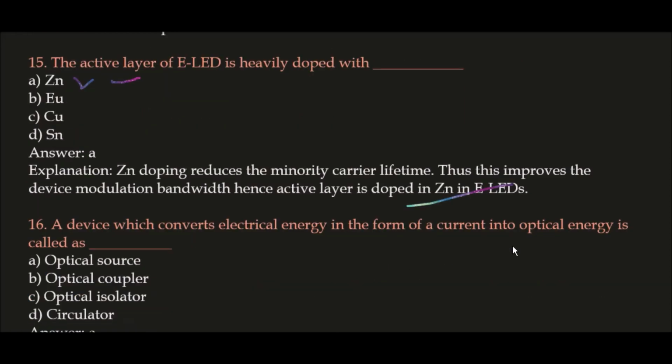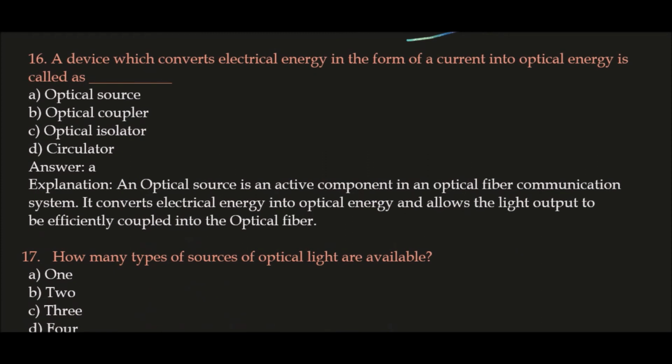Okay. Next question. A device which converts electrical energy in the form of a current into optical energy is called as, correct answer is option A, optical source. Okay. An optical source is an active component in an optical fiber communication system. It converts electrical energy into optical energy and allows the light output to be efficiently coupled into the optical fiber.